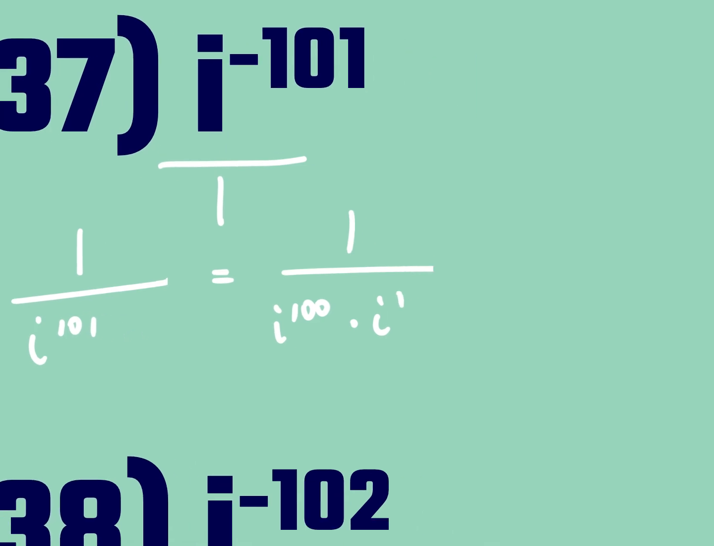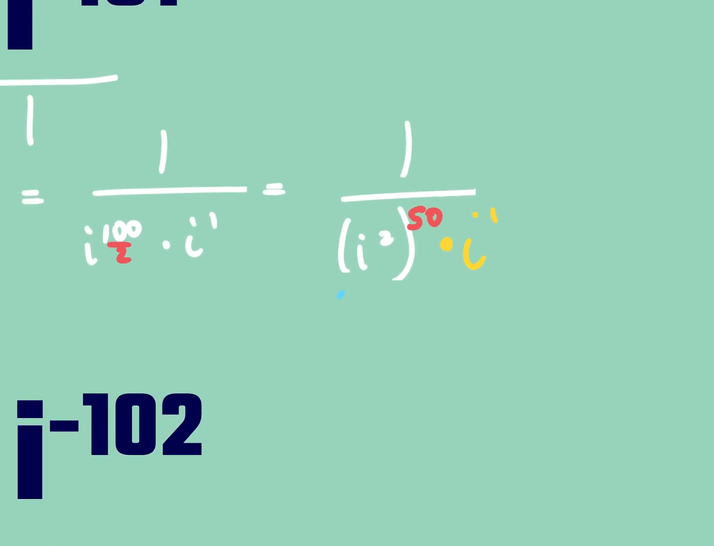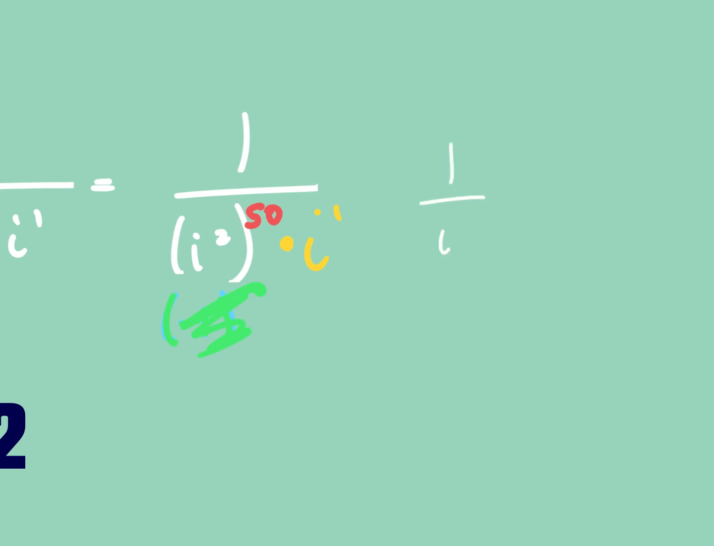Everybody with me? Okay, so now I'm going to break this down into i squared, and I'm going to raise it to the what power? To the 50th, okay. And then I'm going to multiply that by i to the first. Everybody with me? Negative 1 to the 50th power gives you what? Okay. So I have 1 over i.